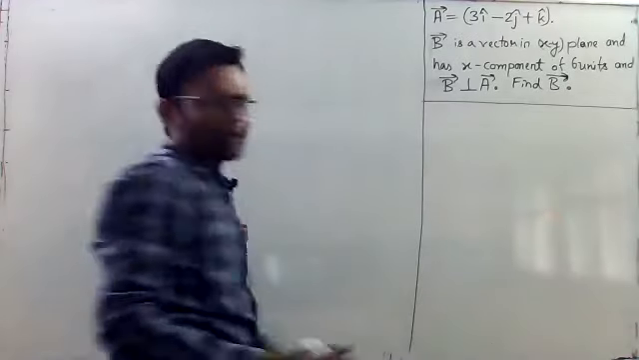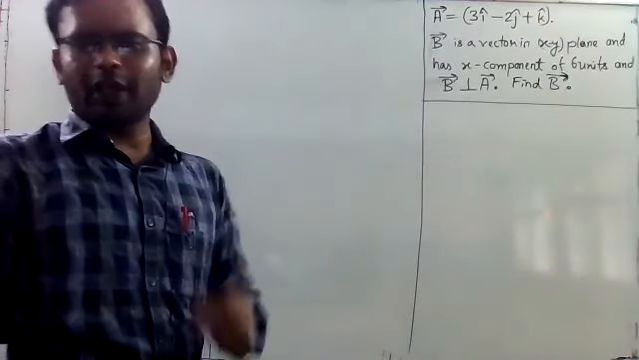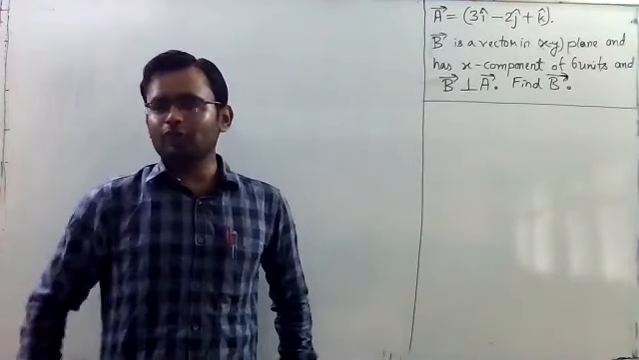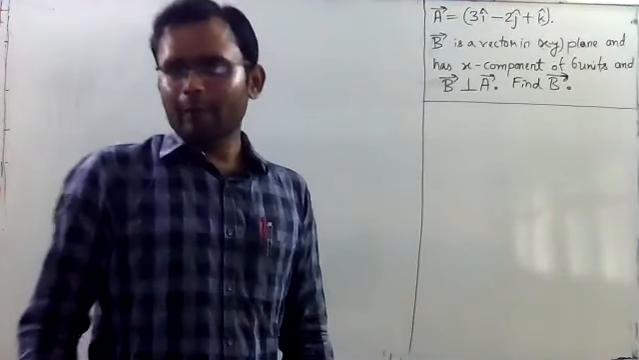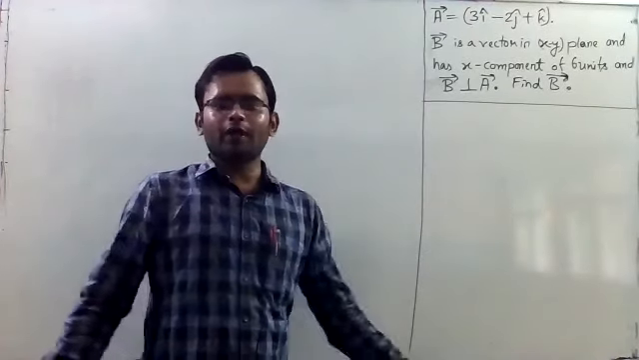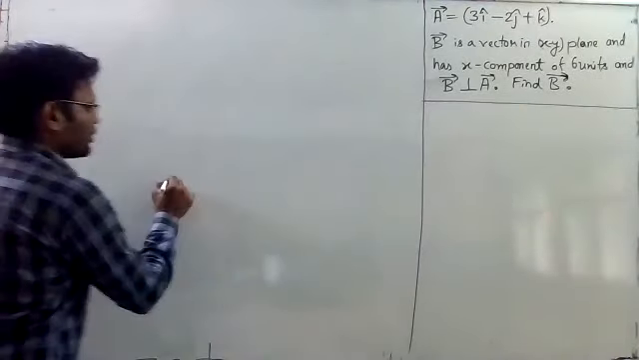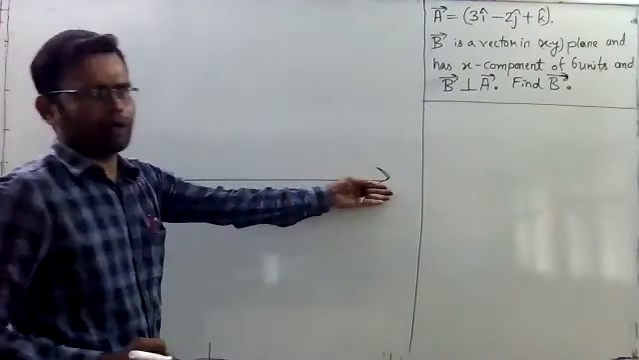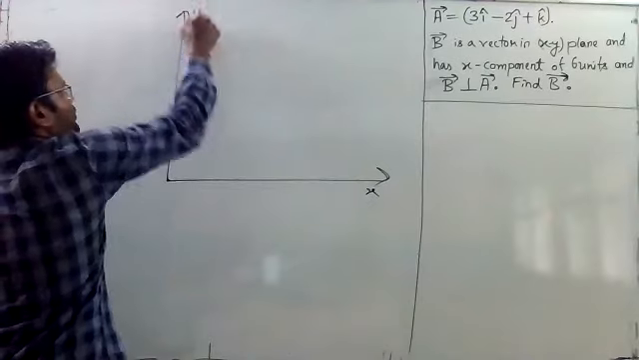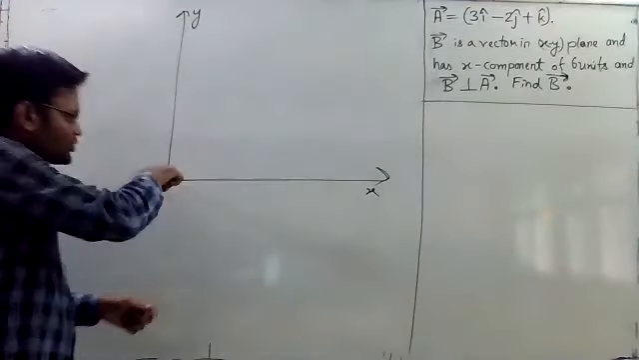XY plane. Just try to imagine the 3D coordinate system in XY plane. If a vector is there in XY plane, then what is the conclusion we can draw? Yes, very good. The coefficient of k cap will be 0. No z component. Suppose this is the x axis in the plane of the board. This is y axis in the plane of the board, and this is z axis, right?